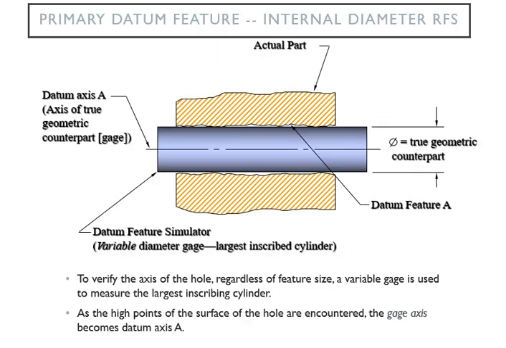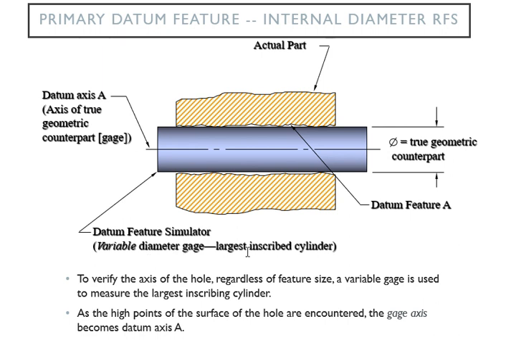Alright, let's get into another one. Okay, so here is your datum axis, and that's the axis of your true geometric counterpart, which is this gauge. We're trying to establish, actually I shouldn't say measure, establish the axis. And then of course you have your diameter, which is your true geometric counterpart, from this surface to that surface. Your datum feature is A right here, and your datum feature simulator, of course, is this thing, the variable diameter gauge. The diameter gauge is different from the block gauge. Don't forget, they're not the same.